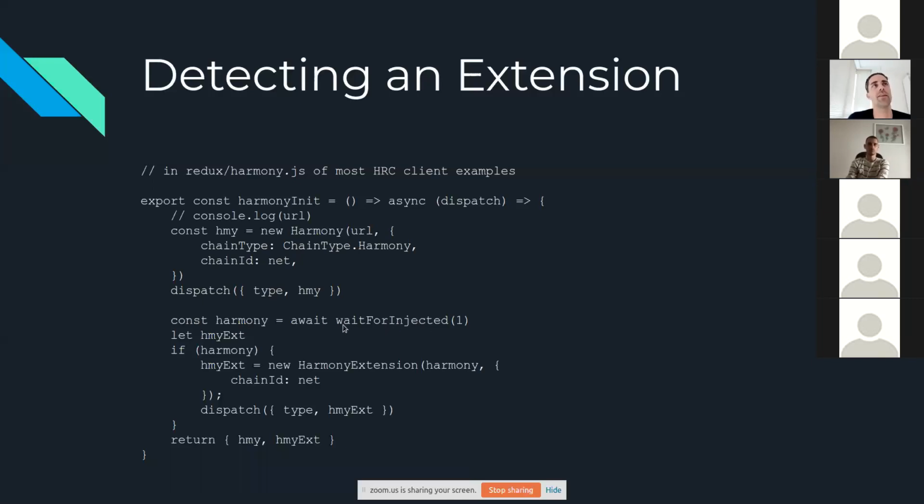Or what we're going to do is we're going to wait till we see the injected Harmony instance. This is a little helper convenience function, but we're going to wait to see if we have an extension. It's called injected, but really it's just the extension exposing itself to this application. We're going to see if that exists. And if it does, we're going to define the Harmony extension instance here, and we're going to connect to whatever network the Harmony extension says we're on.